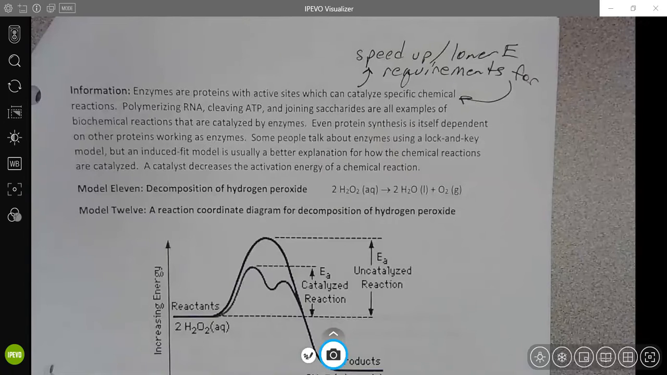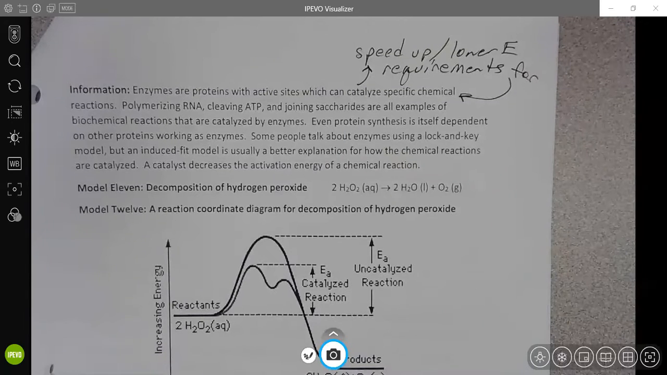And so likewise with enzymes that are reacting with something, if those enzymes have to change their shape a little bit, by changing their shape a little bit, they make it a little bit easier to perform the reaction that they are trying to catalyze, okay? Overall, a catalyst actually decreases the activation energy of a chemical reaction.